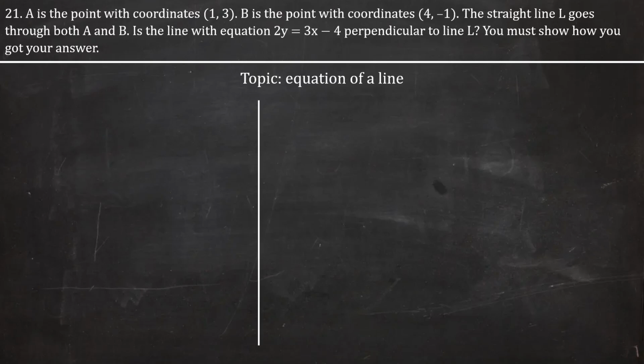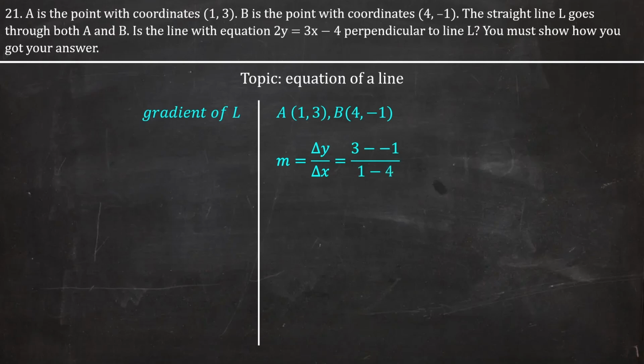Then finally, question 21. It's an equation of a line question. First thing, we need to find the gradient of L. L goes through A, (1, 3), and B, (4, minus 1). The gradient is always the change in y over the change in x. I'm going to go from point A to point B. So the change in y is going to be the y value of A, which is 3, minus the y value of B, which is minus 1. The change in x is going to be the x value of A, which is 1, minus the x value of B, which is 4.